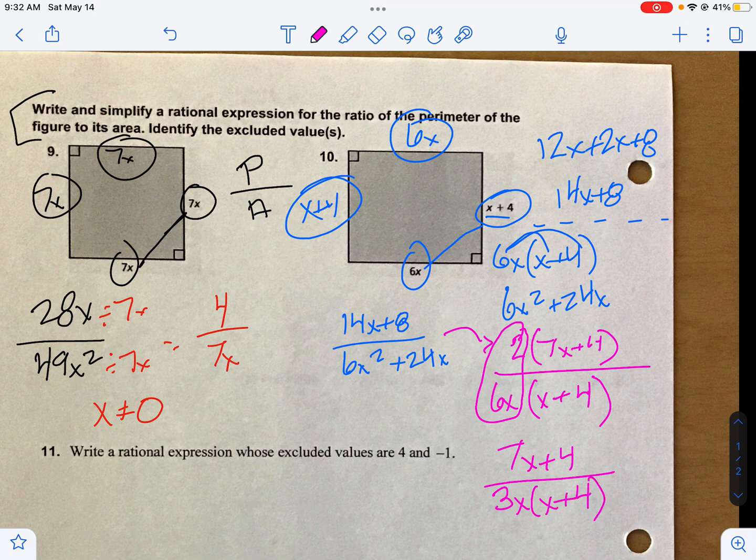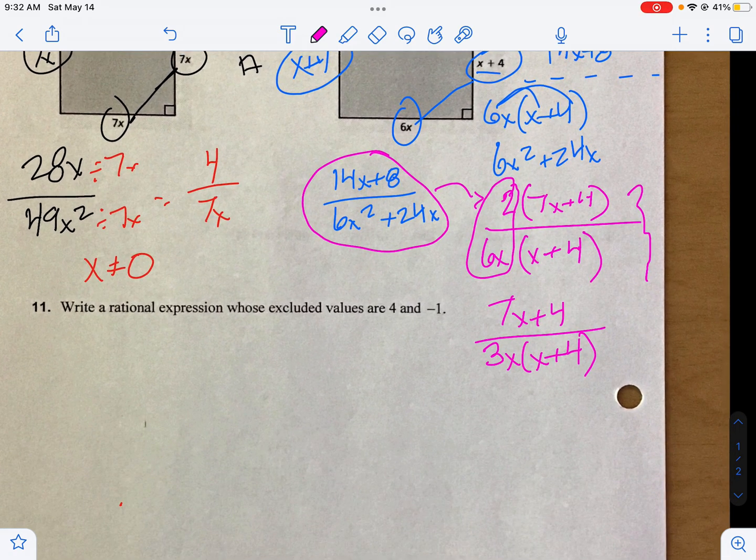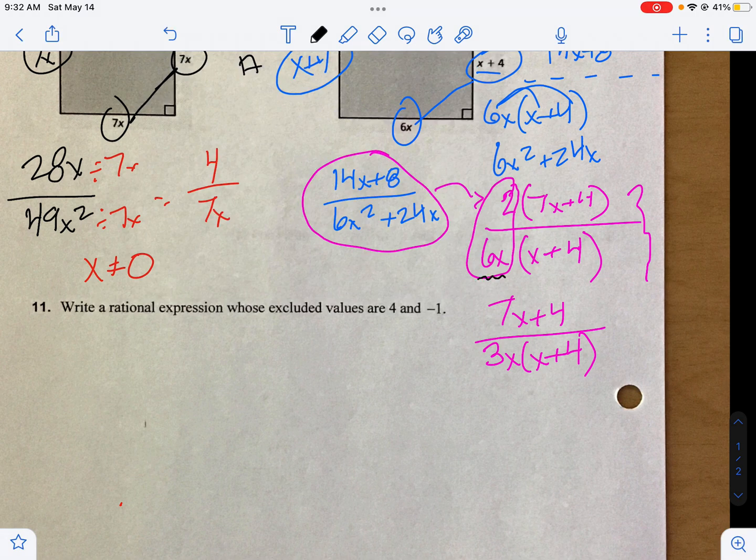And now a lot of people here were like, Mr. Lehman, why did we even factor in this step when all we did was divide by 2? I could have seen that right here. Well, remember, we still need to find our excluded values. So finding our excluded values is really easy to do when we have this in factored form. We see that x could not equal 0 or -4. So that's why that factoring can be really, really helpful.